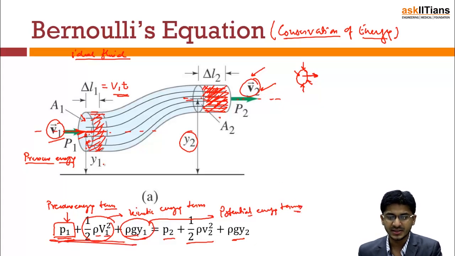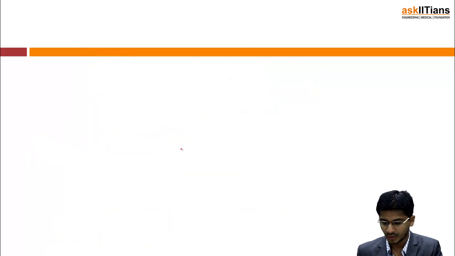Now this quantity is a constant throughout the liquid, even if you consider a section at this point. If we apply Bernoulli's equation at this height, you will have this value, equal to P3 plus half rho V3 squared plus rho g Y3, whatever the height of this is. So this is Bernoulli's equation.